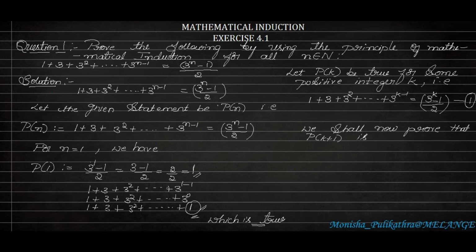This is also we have to prove here: P of k plus 1 is true. For that, consider 1 plus 3 square plus etc., plus, so here k minus 1 is there. So for n minus 1 we have substituted k minus 1.